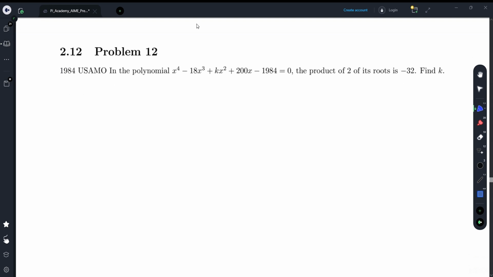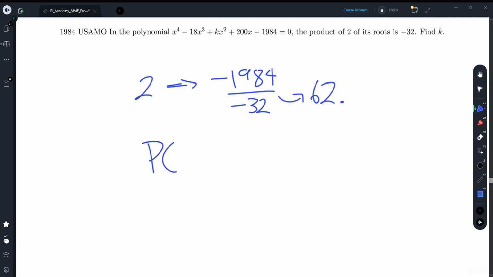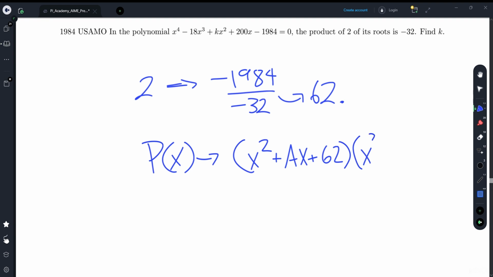So using Vieta's, we could see that the other two roots multiply to negative 1984 over negative 32. In solving this, we see that the other two roots multiply to 62. So we can write the polynomial as x squared plus ax plus 62 times x squared plus bx minus 32.